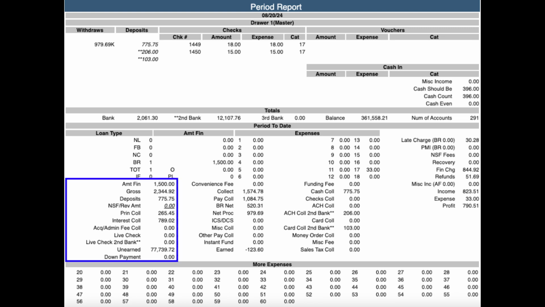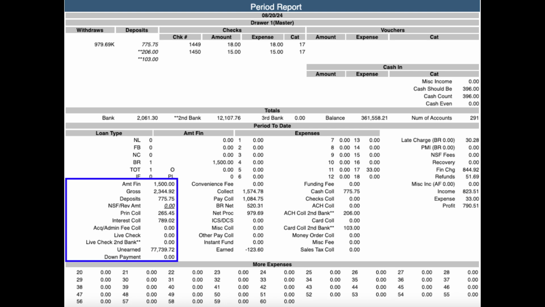Totals of transactions. Column 1, AMTFIN: amount financed in dollars for new loans, former borrower, no cash renewal, and borrower renewal for that accounting period. Gross: total amount financed plus finance charge for that accounting period. Deposits: total amount of deposits for that accounting period.